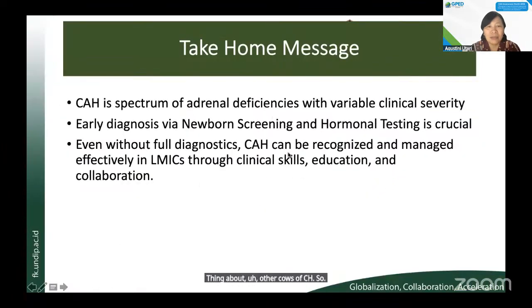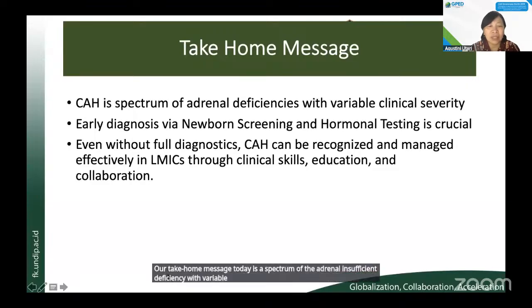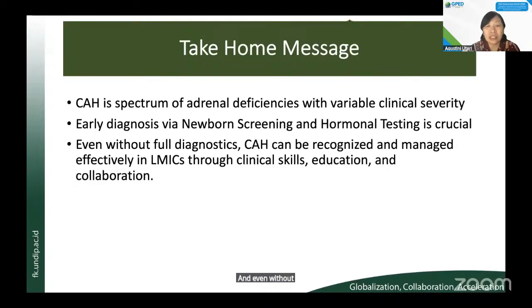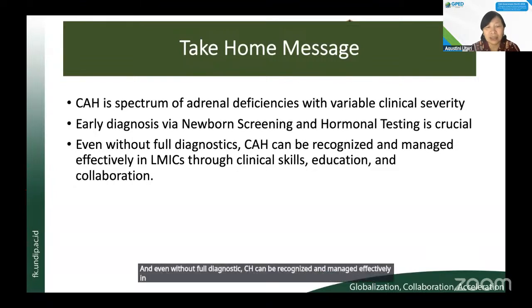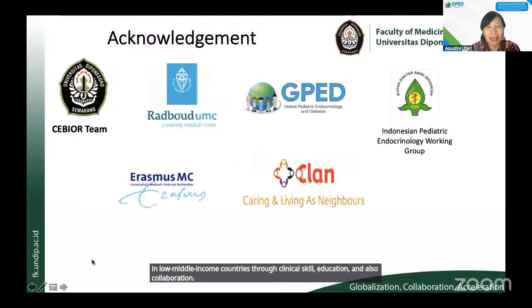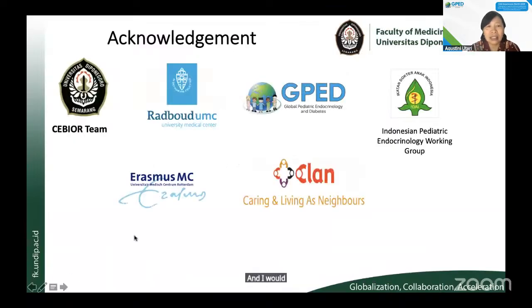So our take-home message today: CAH is a spectrum of adrenal deficiency with variable clinical severity, and early diagnosis via newborn screening and hormonal testing is crucial. And even without full diagnostics, CAH can be recognized and managed effectively in low-middle income countries through clinical skill, education, and also collaboration.